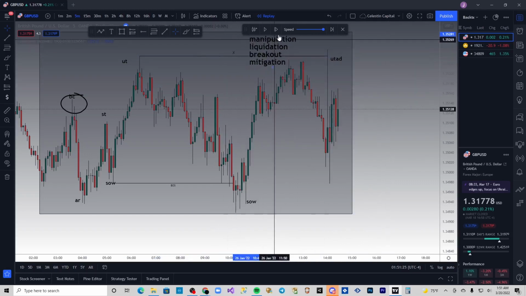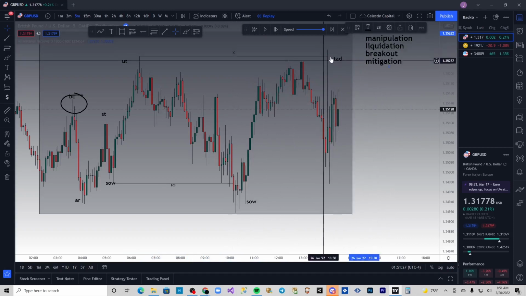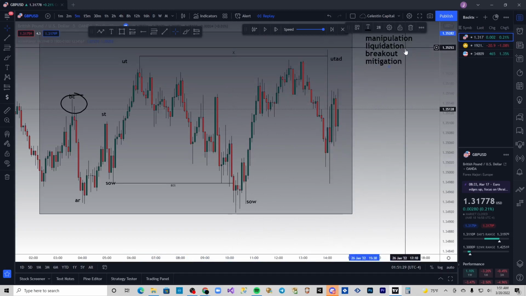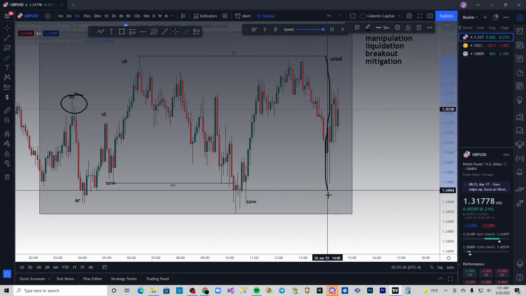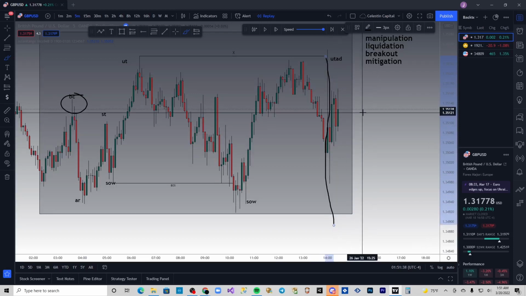Liquidity high. We see this liquidation. And then what do we see? We see a breakout. Breakout, which is the third step in our 4-step process. We see the breakout to the downside.